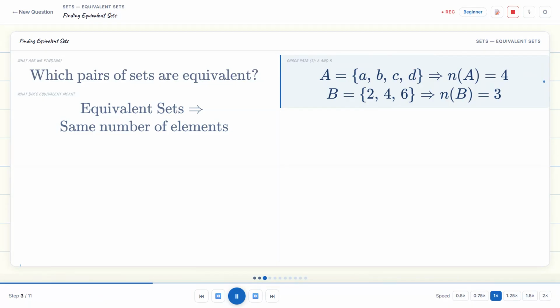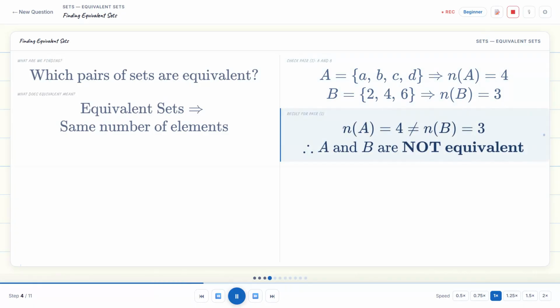Let's count set A. We have A, B, C, D. That is 4 things. Now let's count set B. We have 2, 4, 6. That is 3 things. 4 is not the same as 3. Since set A has 4 things and set B has only 3 things, they are not equivalent. The count does not match.